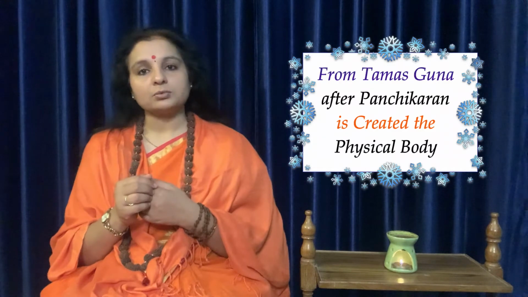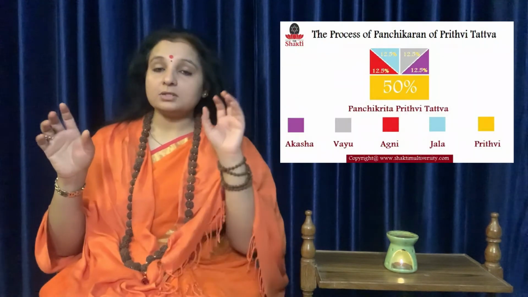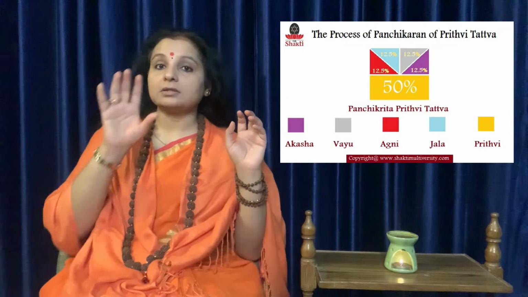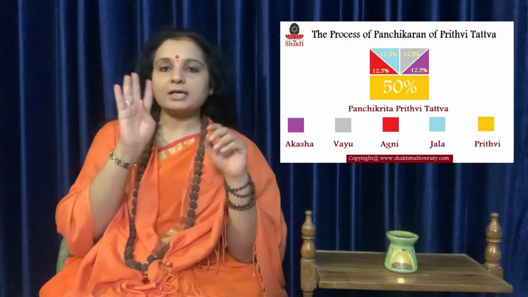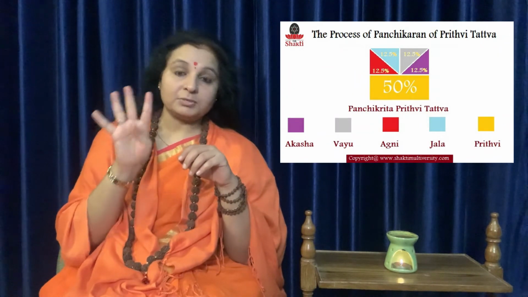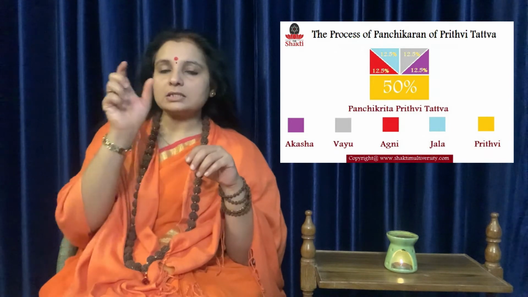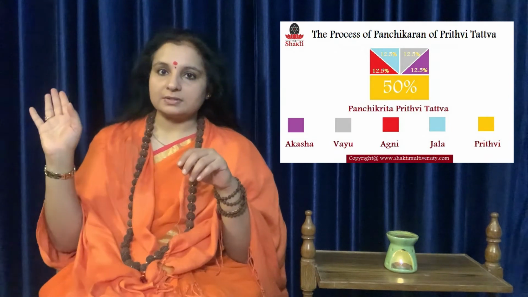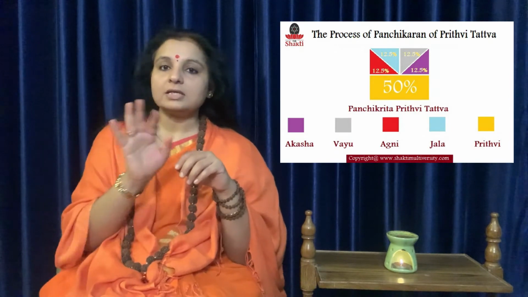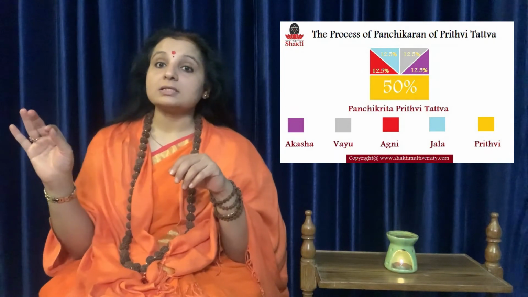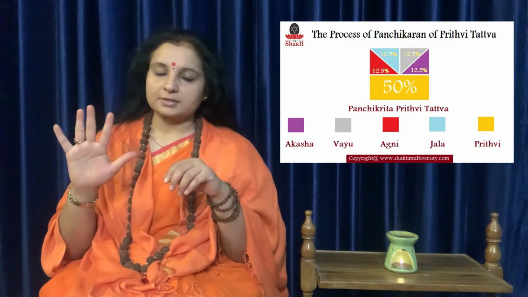The gross body is formed from the Tamas guna. The Tamas guna of the tattva divides itself in two parts. So, we have 50% one part and 50% other part. Now, this one part remains as it is, but the other 50% divides itself in four parts. It means we have four parts, each of 12.5%. Such a division is happening simultaneously with all the five tattvas.